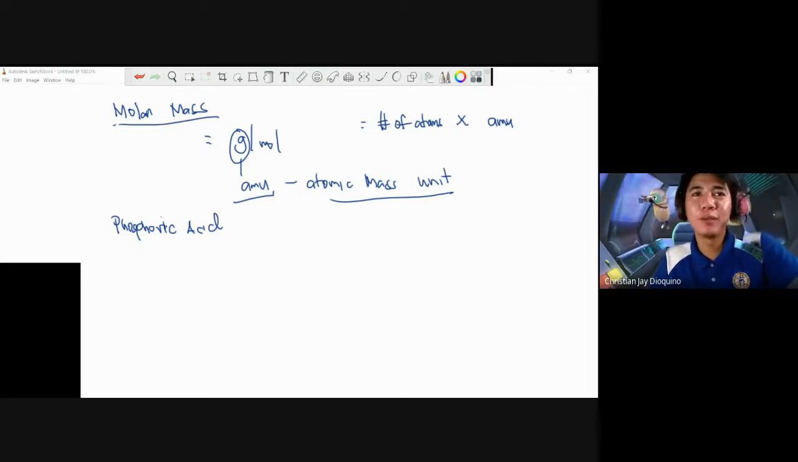Barbie, what is the molar mass of phosphoric acid? Of course, first for phosphoric acid, kunin niyo muna yung chemical formula niya. And what is the chemical formula of phosphoric acid?